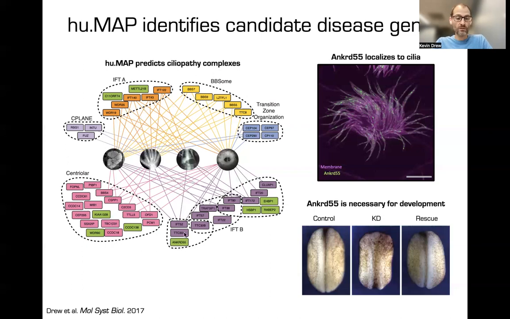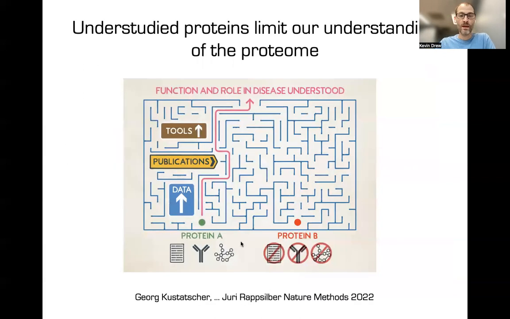We followed up on a number of these, but one particular one that we followed up a little bit more closely was ANCAR D55. You can see over here that we localized ANCAR D55 to cilia, so this was predicted by our MAP, and then we also showed that ANCAR D55 was necessary for development, which phenocopied the IFTB members. Okay, so we thought about this a little bit further.